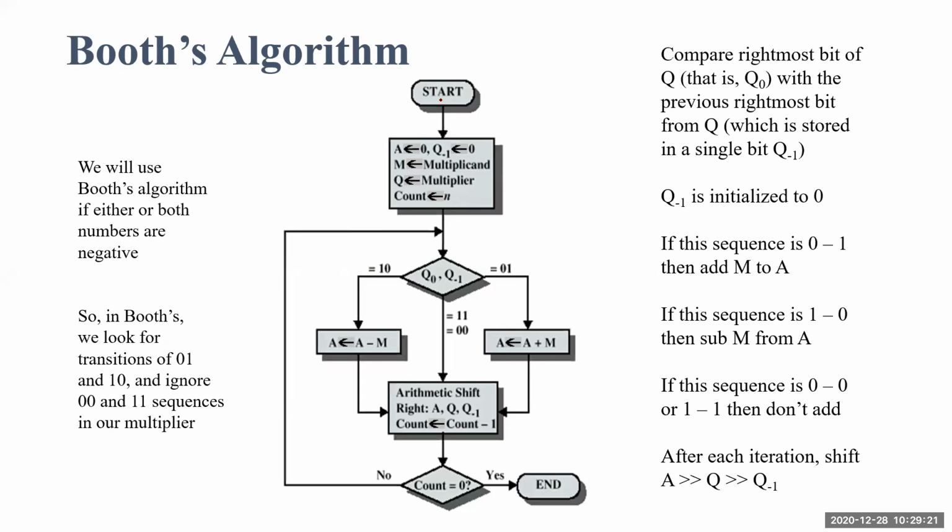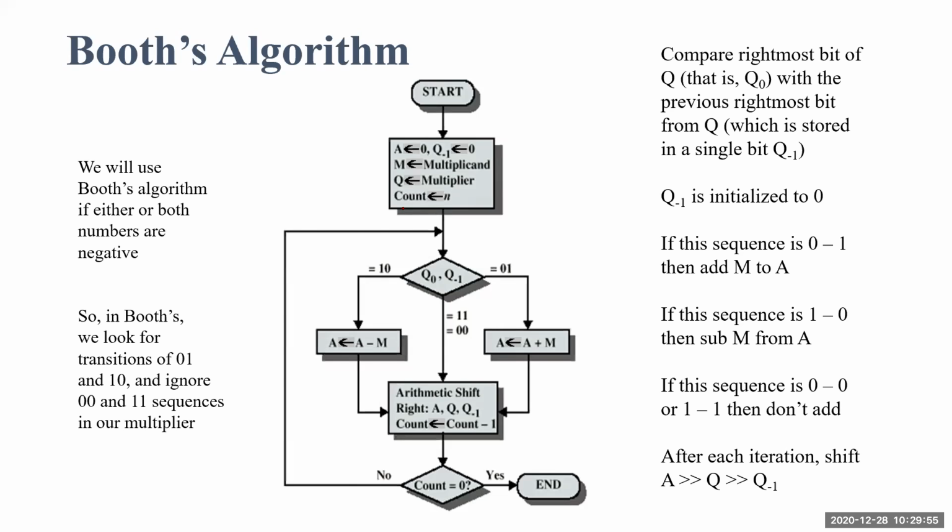So first, there are three registers used in this Booth algorithm. The first one is called A. A is nothing else but the accumulator, where your data is stored after doing some operations. So A is the accumulator, and then Q minus 1.